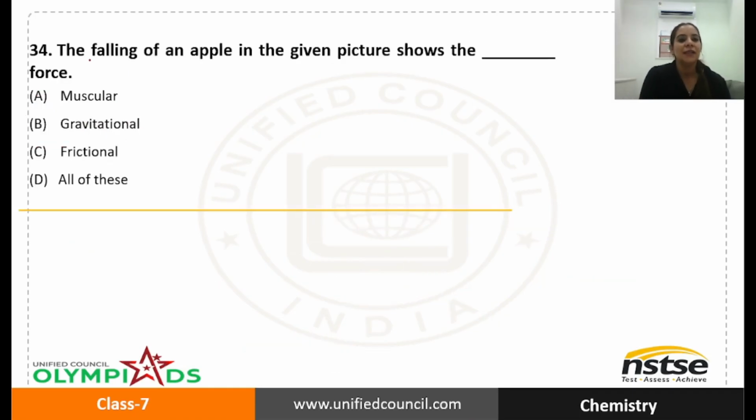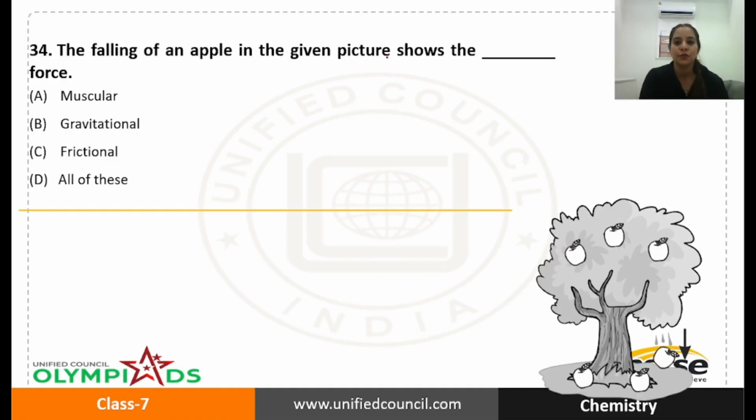Okay, another question says, the falling of an apple in the given picture shows the dash force. So here is a picture. You can see that apple is falling down. We know that whenever we are throwing anything, it is going down towards the earth. Like if I throw this pen, it will go down. It will not move to any other direction. Now, why does everything that falls go down? Why does it ultimately reach the earth? Let me tell you, this is because of gravity. This is because of gravity.